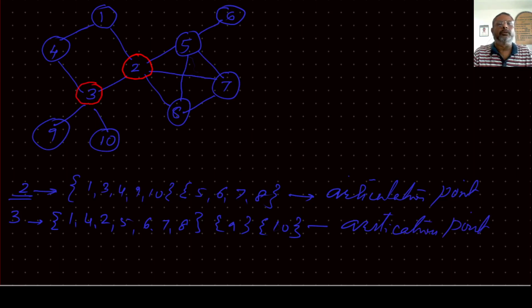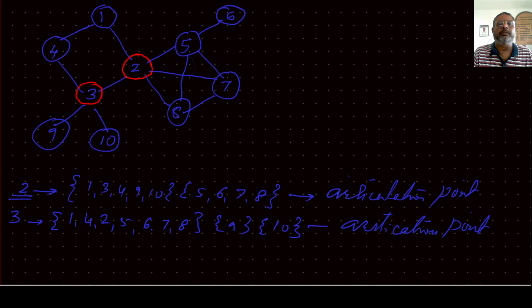Okay, what about node 4? If you take out node 4, will there be any problem? When node 4 is removed, all other nodes are still connected as a single component. So this node 4 is not an articulation point.